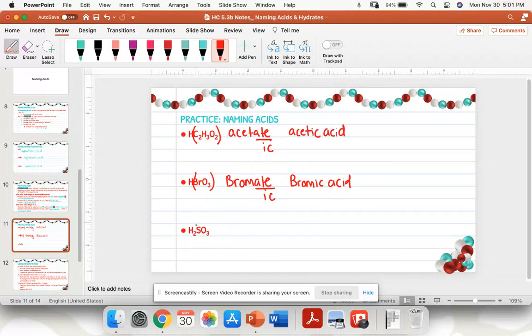All right, next one. This 2 is only here because the SO3 has a -2 charge. That's the only reason it's there. We don't have to do anything special. So we're going to put the polyatomic in parentheses, and you find SO3 on the polyatomic ion sheet, and it is sulfite. So ITE gets changed to OUS. So this is sulfurous acid.